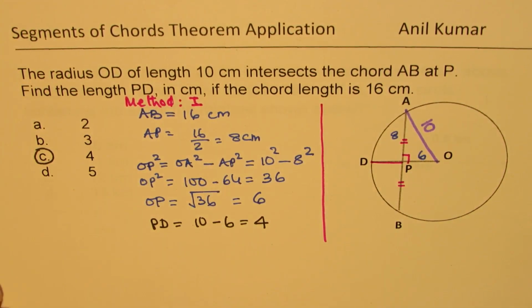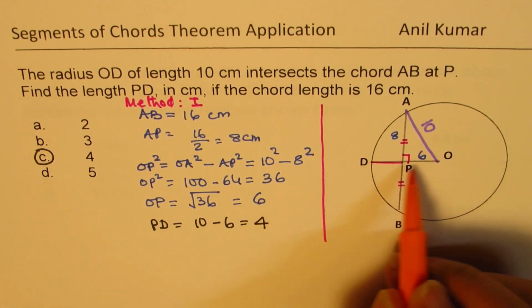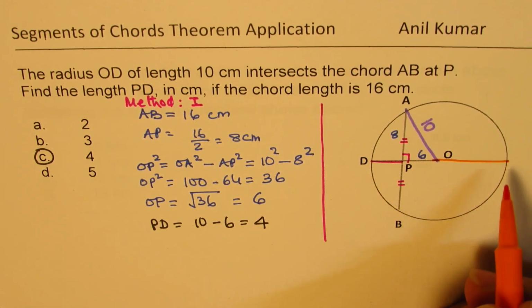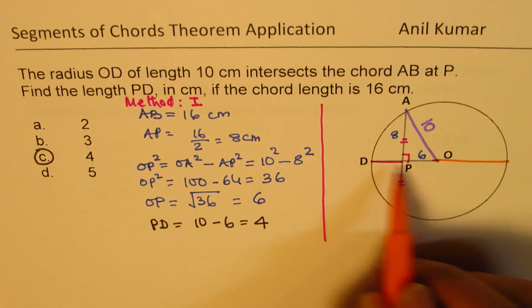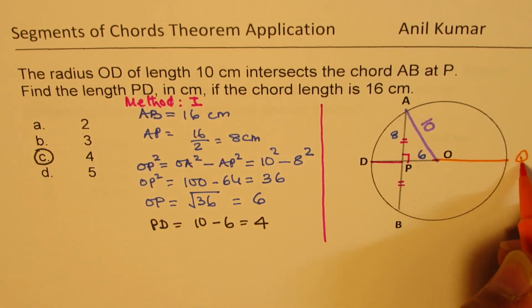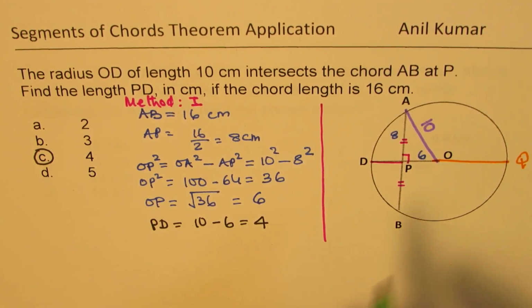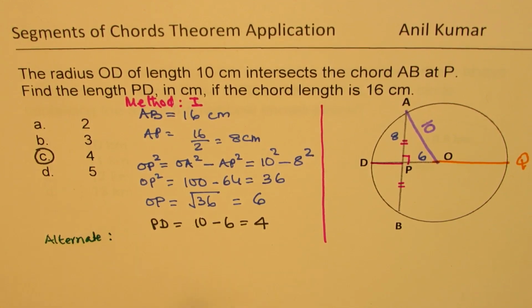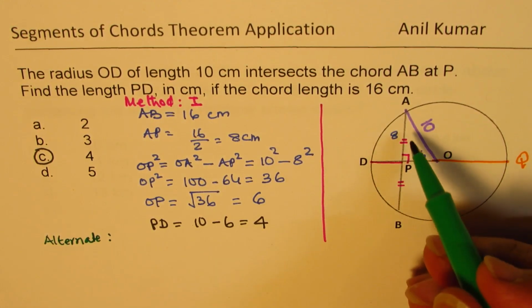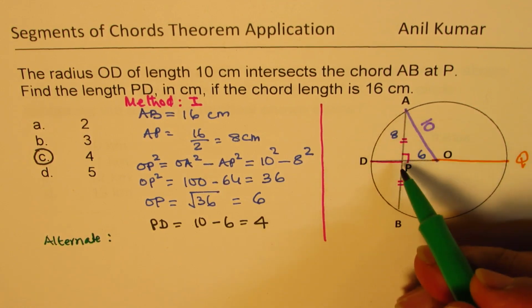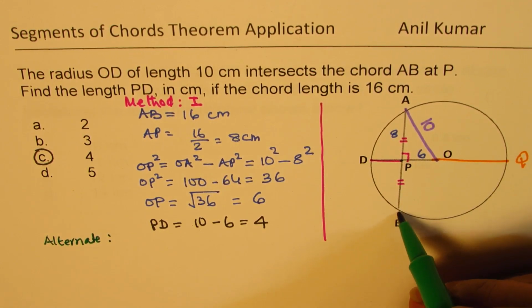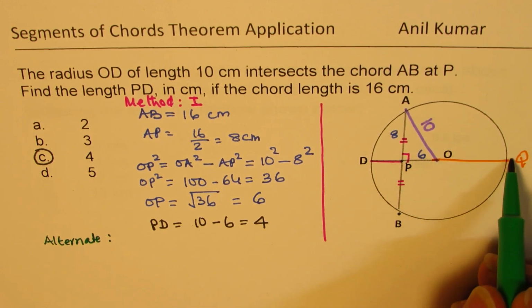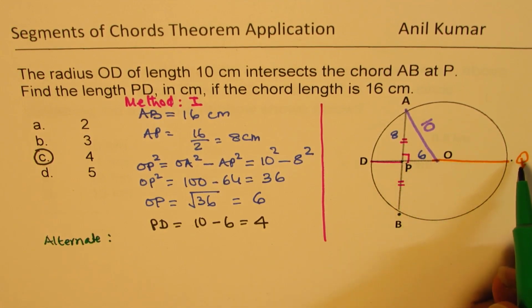Now, we could also do this in an alternate way, using the intersection of chords. If you look at it, we can extend this, so that becomes a chord. Do you see that? Let's say this point for us is Q. In that case, let's look into the alternate method. The product of A to P and P to B should be equal to DP times PQ, correct?